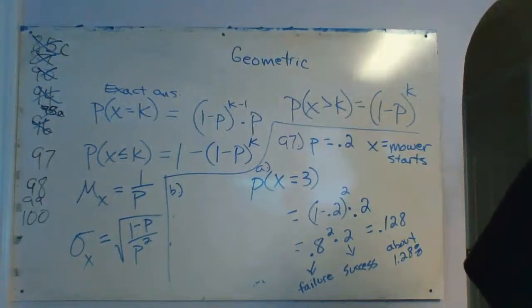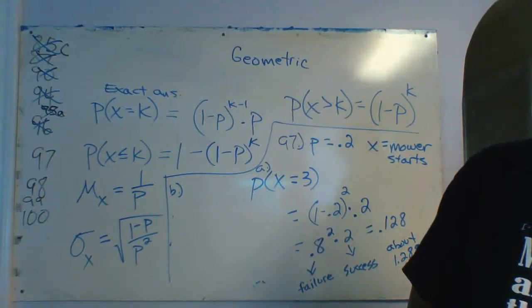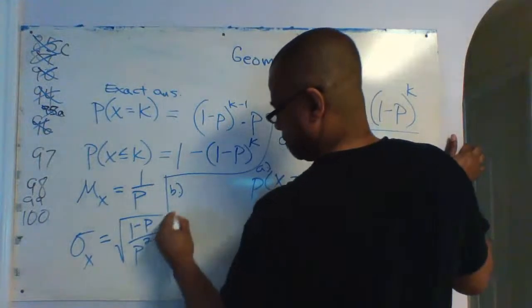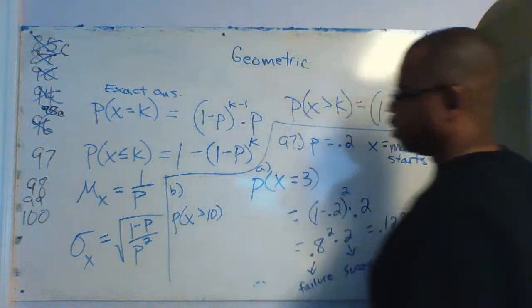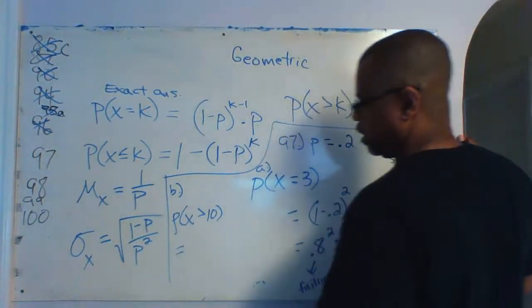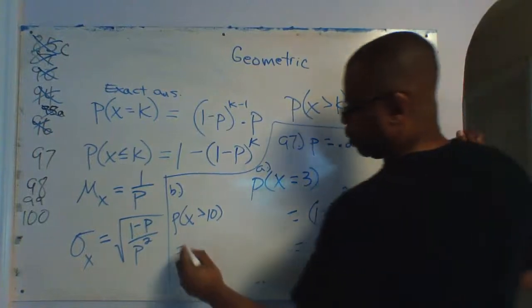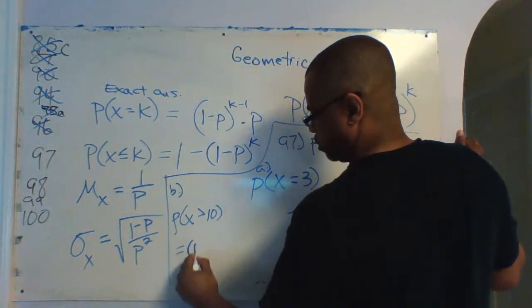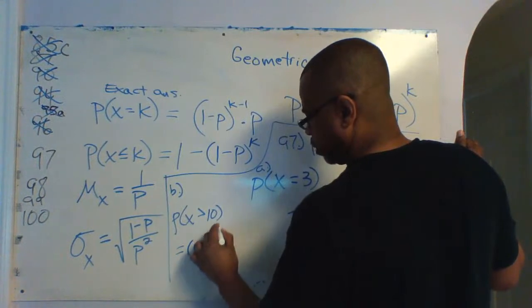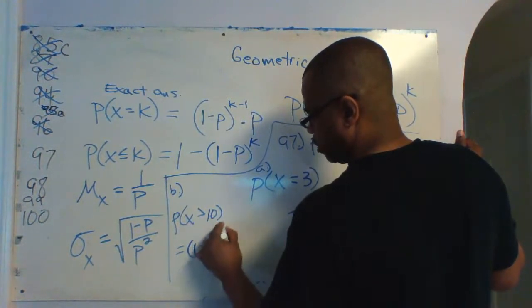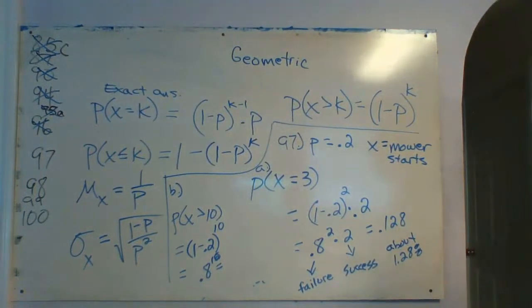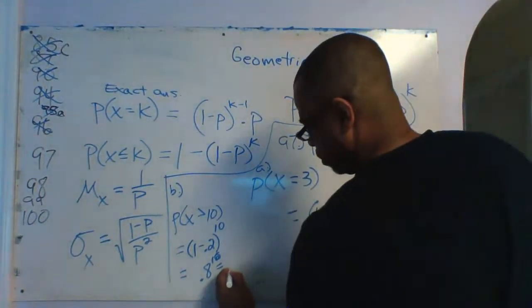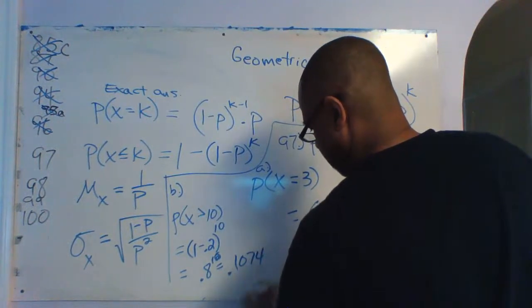So the B part wants us to find the probability that it's going to be greater than 10, right? So all we have to do now is it's greater than 10. So all you want now is your failures. So that's going to be (1 - 0.2) raised to the 10th power, and so that's going to be 0.8 raised to the 10th. And that should give us 0.1074.